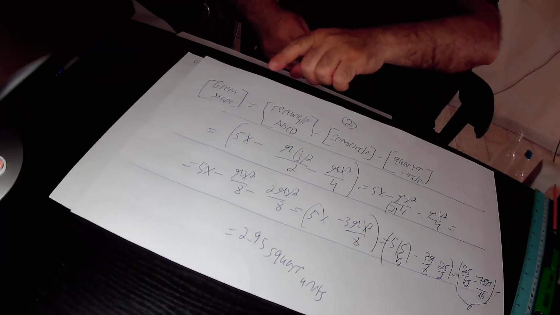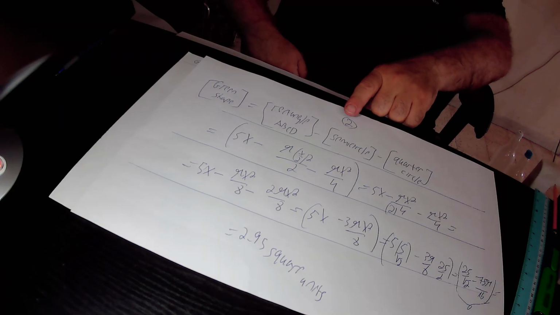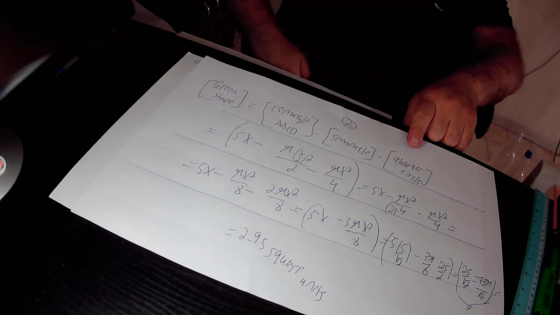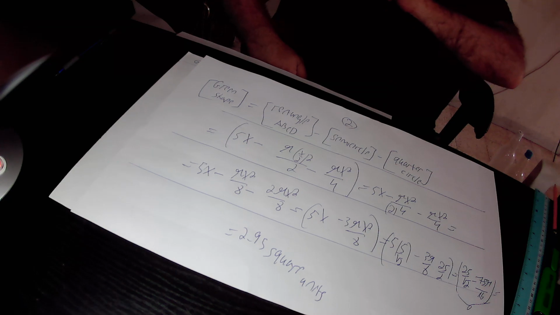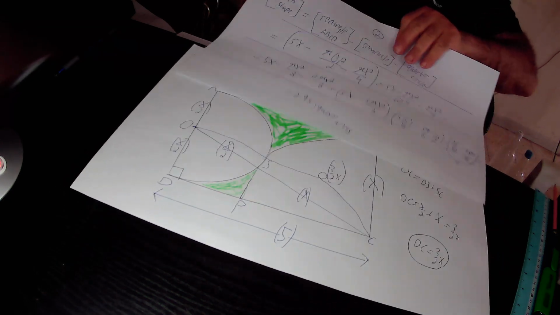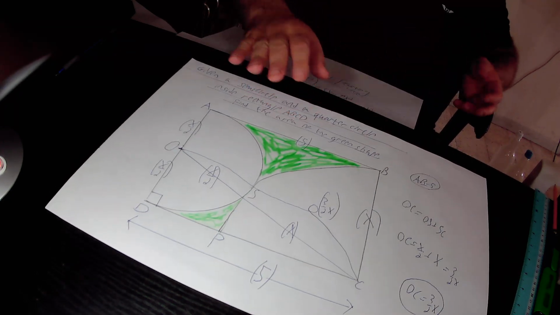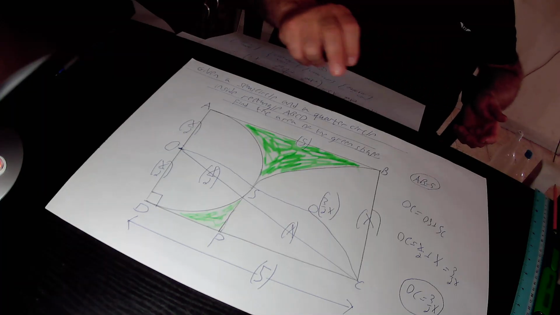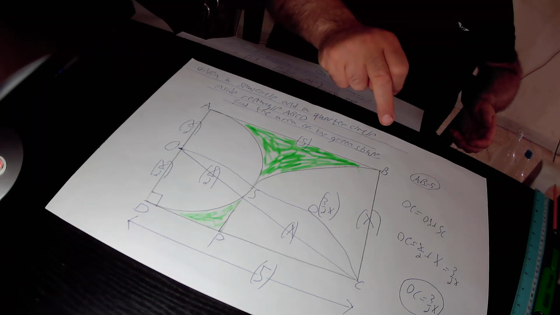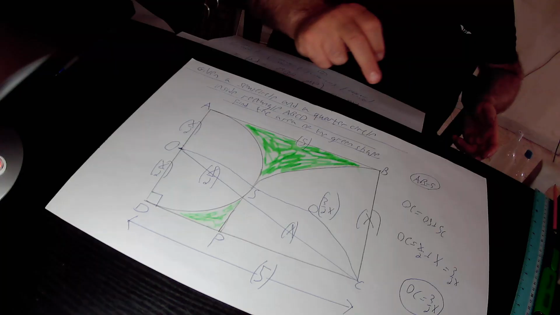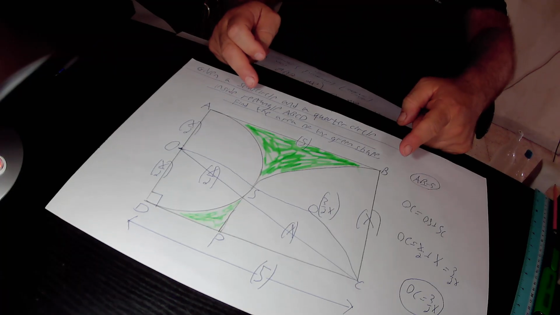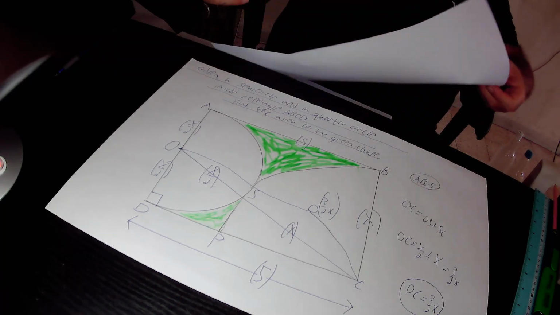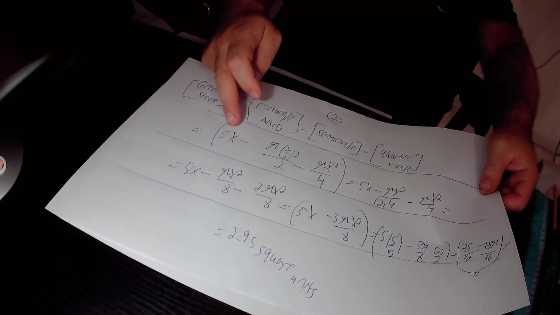Again, the area of the green shape equals the area of rectangle ABCD minus the area of the semicircle minus the area of the quarter circle. So what is the area of rectangle ABCD? The area of any rectangle equals the length times the width. The length is AB, that is 5. The width is BC, that is x. So the length times the width is 5x. So the area of rectangle ABCD is 5x.